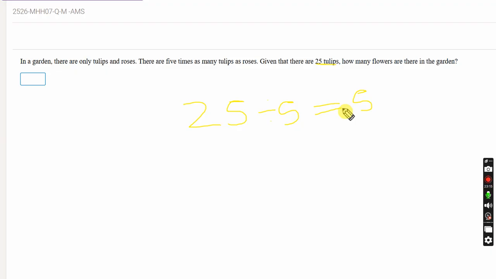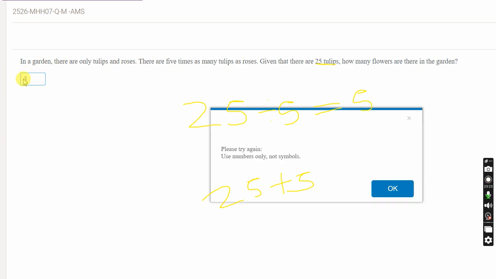Now remember, they didn't ask you about the roses. They asked how many flowers there are in the garden. So tulips and roses, so 25 plus 5. That gives us 30.